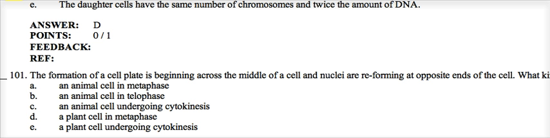The formation of a cell plate is beginning across the middle of a cell, and nuclei are reforming at opposite ends of the cell. What kind of cell is this? So this is a definition type question about the cell plate. All right, so we're still in the chapter on mitosis. So a cell plate is only found in plant cells, and it's at the very end. Okay, so it is E, a plant cell undergoing cytokinesis.